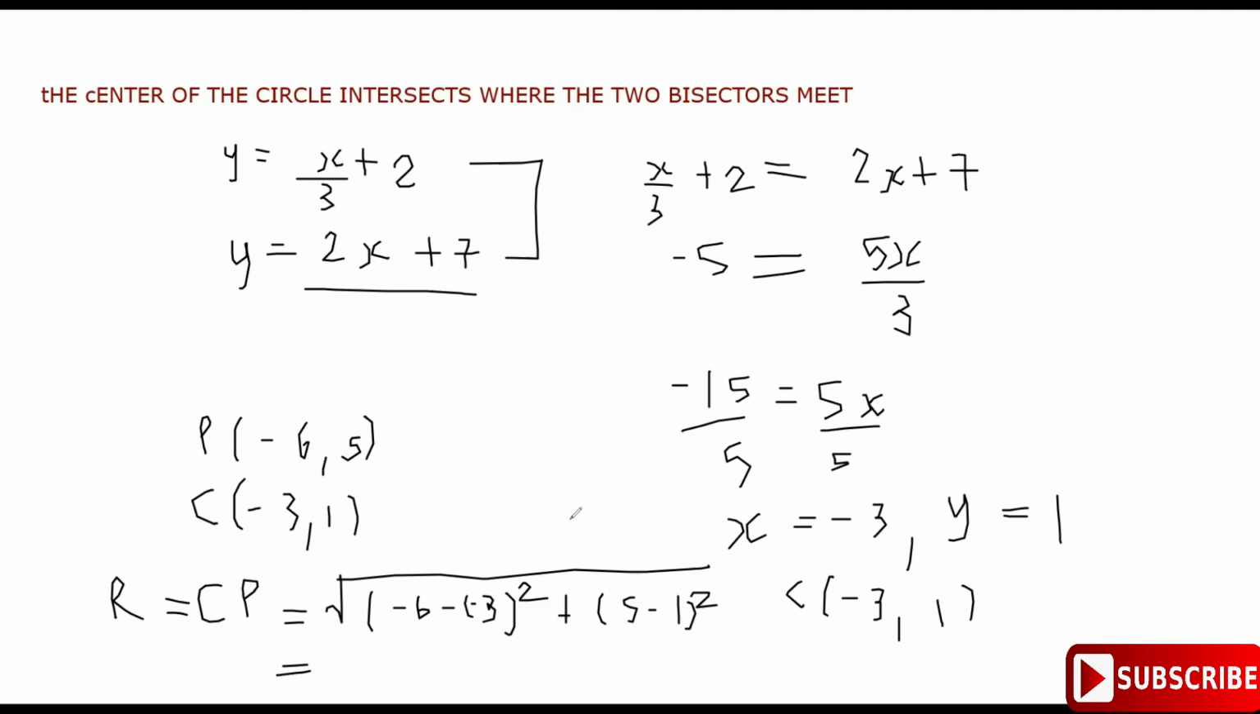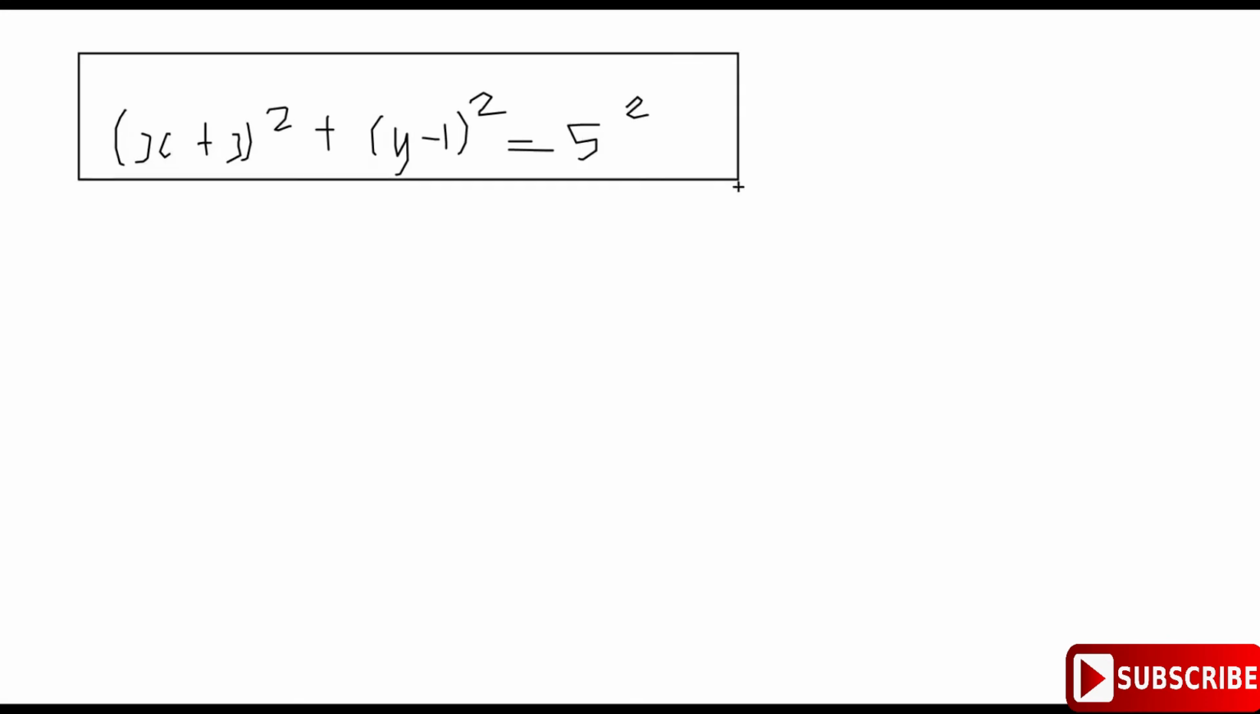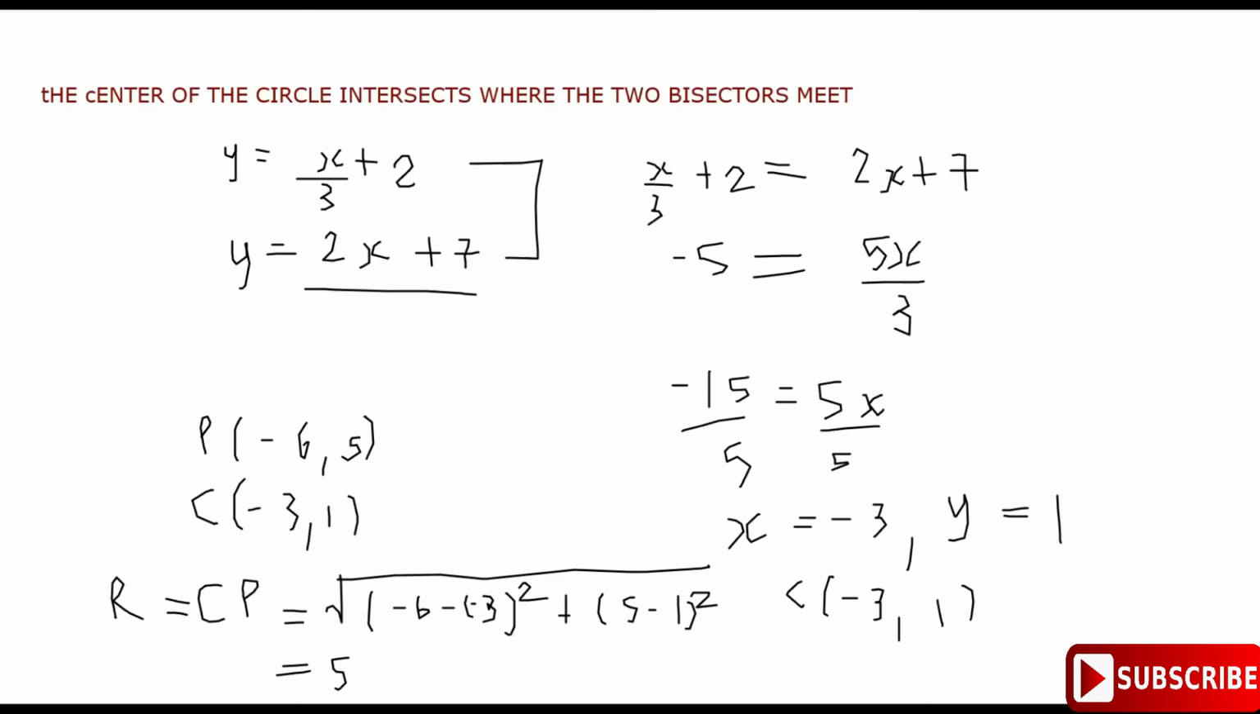So negative 6 minus negative 3 squared plus 5 minus 1 squared. So we get the radius is 5. So after doing method 2, we still get that the equation of the circle is x minus the center, which is x plus 3 squared, plus y minus 1 squared, equal to r squared, which is 5 squared. So we still get the same answer doing method 2. Nice and easy. All right, so that is that.